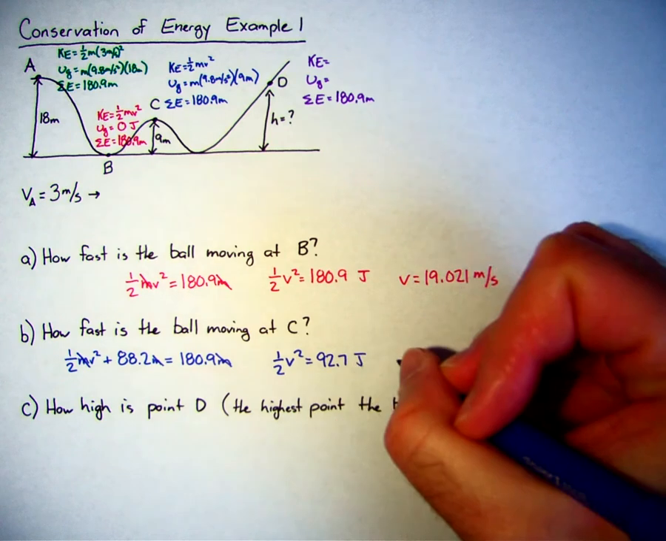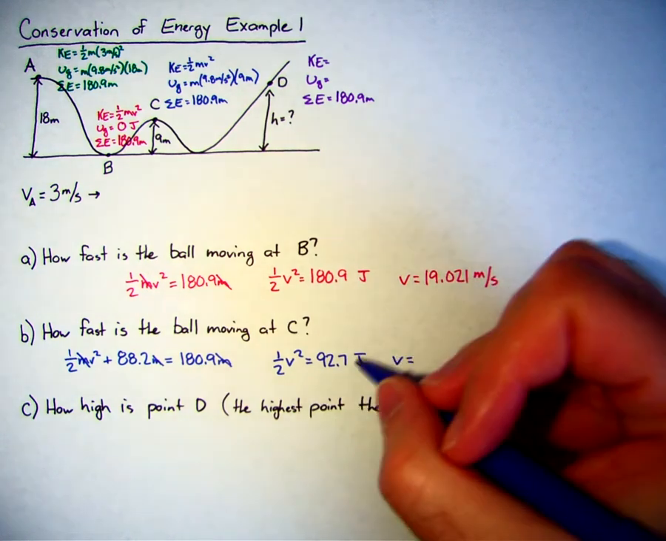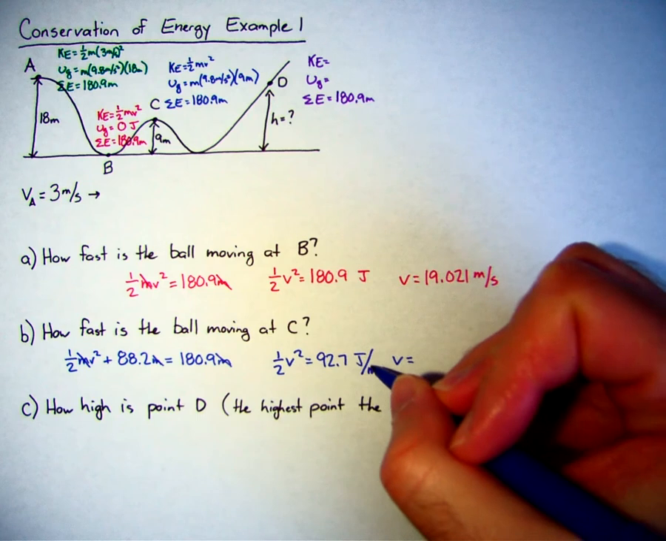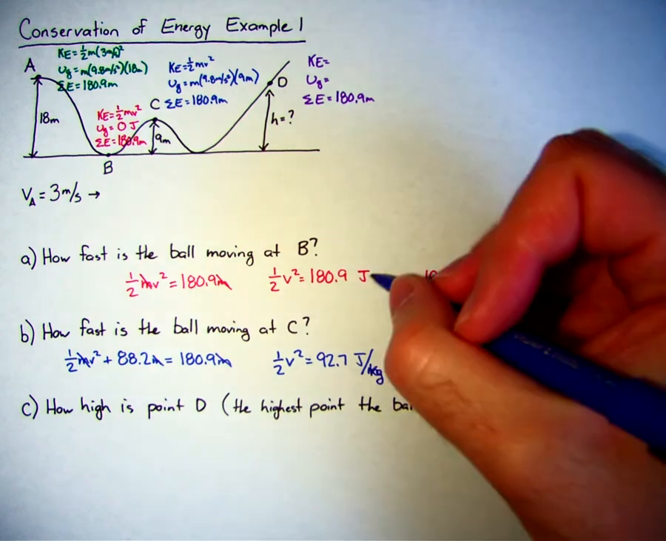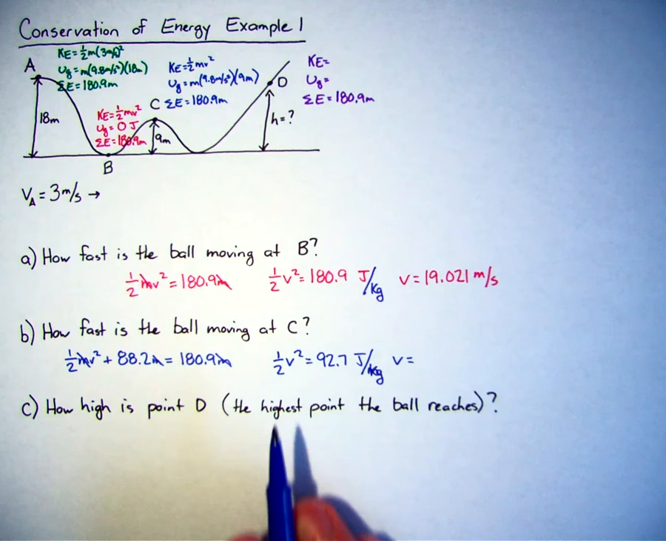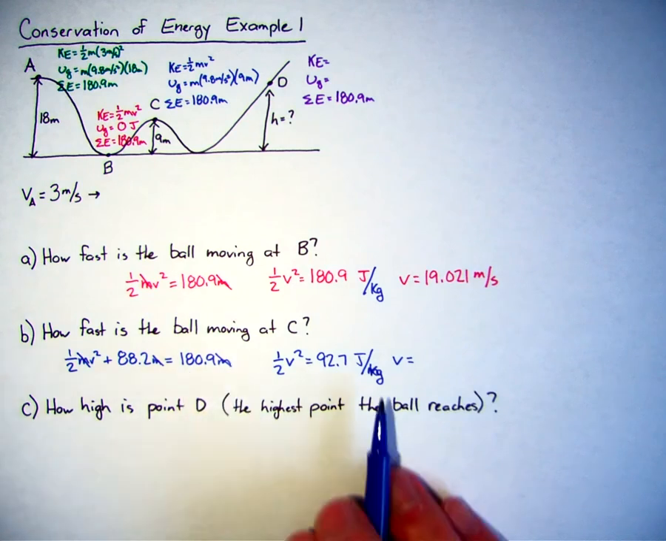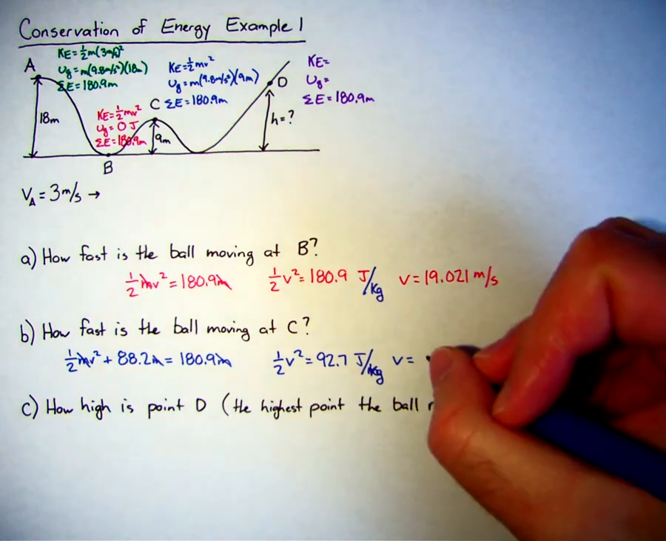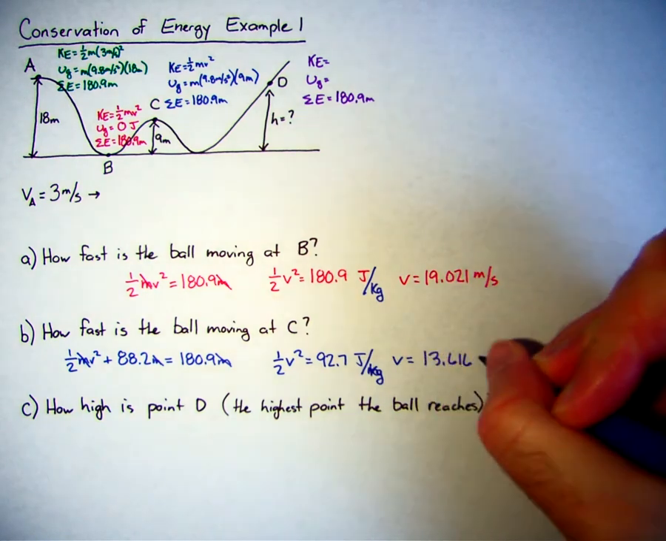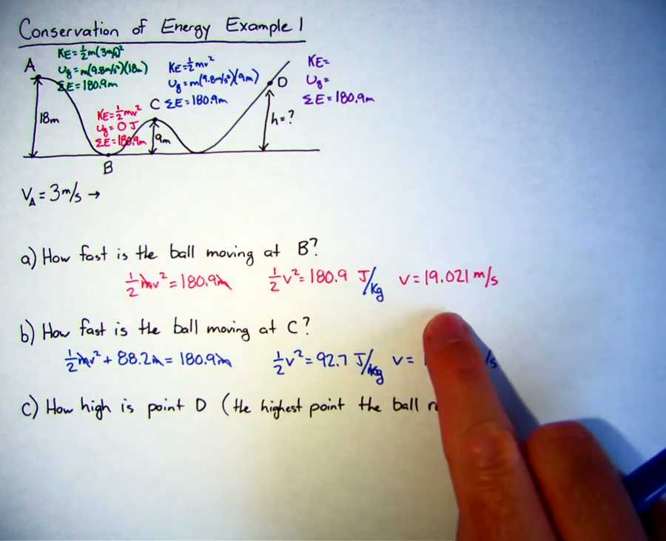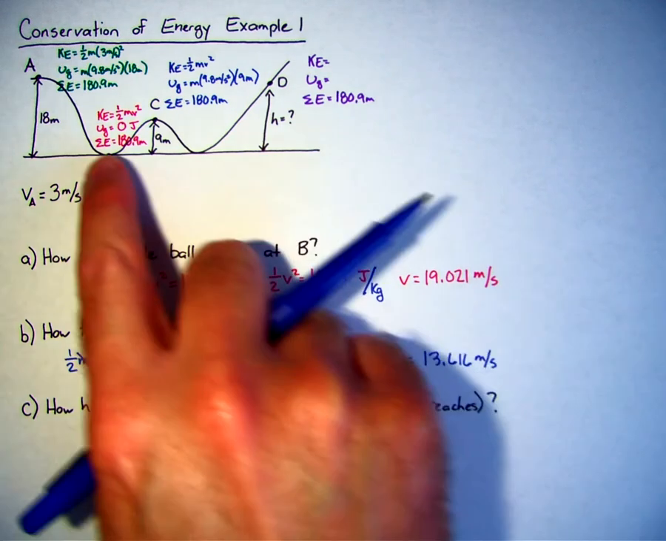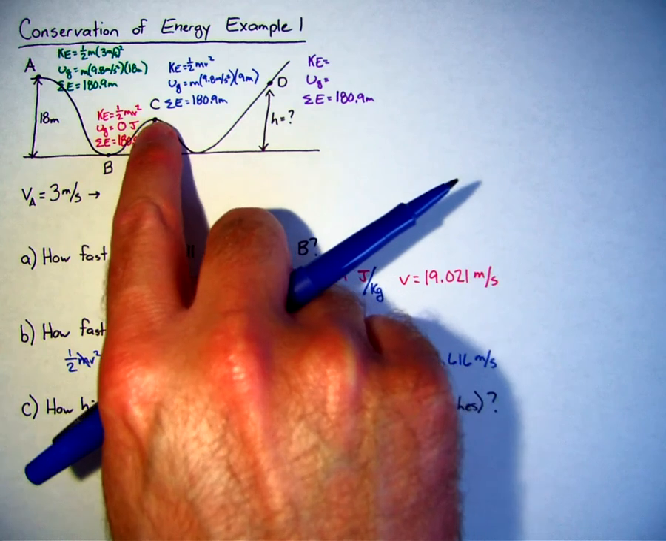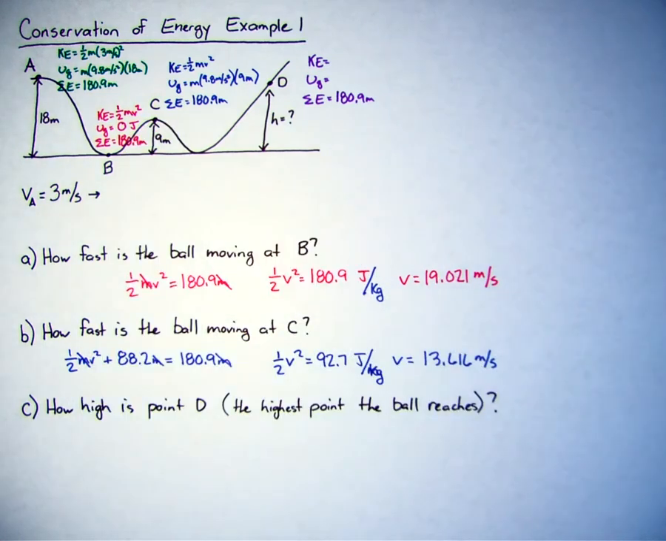92.7 joules, which means my velocity, it's not truly joules because it's actually joules divided by kilograms. I really should be careful about that. Joules divided by kilograms, because it's the joules divided by the mass. So that's 92.7 joules over kilograms. But either way, if I multiply 92.7 times 2 and take the square root of that, I end up with 13.616 meters per second. It's less than it was at point B, which makes sense, because it's going back up the hill. It should have slowed down a little bit back up at the top of hill C.